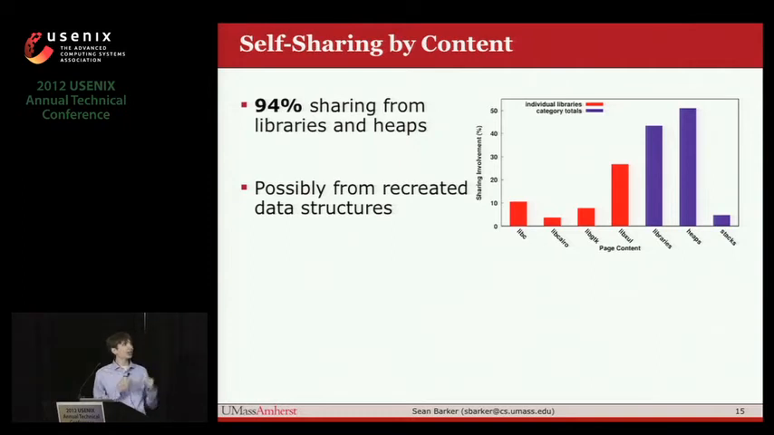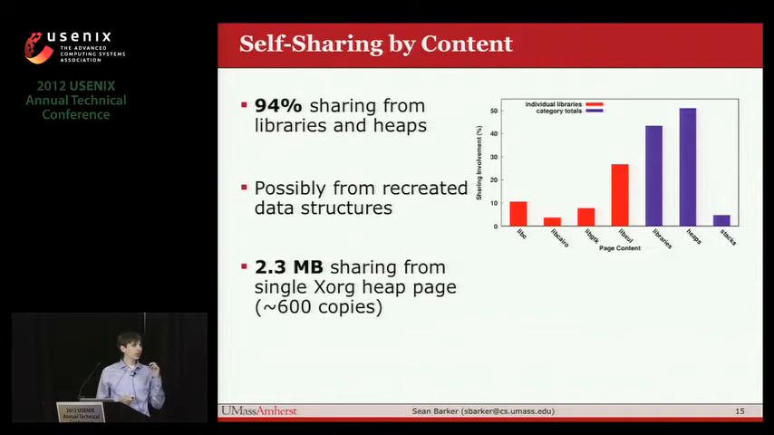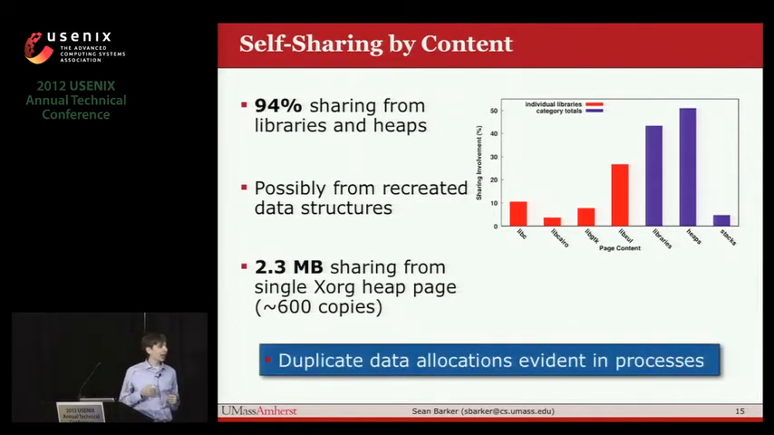And a good little example of how this might be happening is, in this particular example, the single most shared page in the system was a single heap page used by the X server, which had about 600 unique copies. And so that was about 2.3 megabytes of sharing from this single 4 kilobyte page. So we think this is a good indication that what is most likely happening is that there are some duplicate data allocations going on in these processes, and that's causing a lot of this self-sharing to occur.